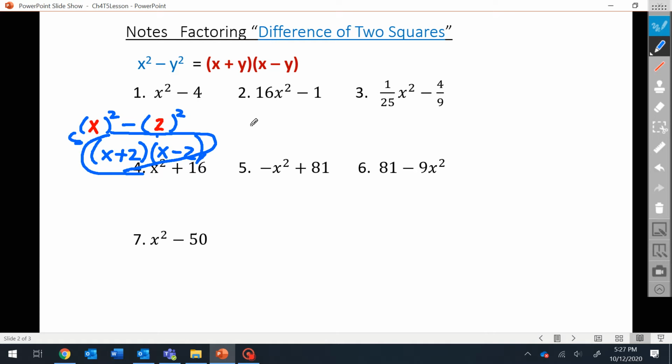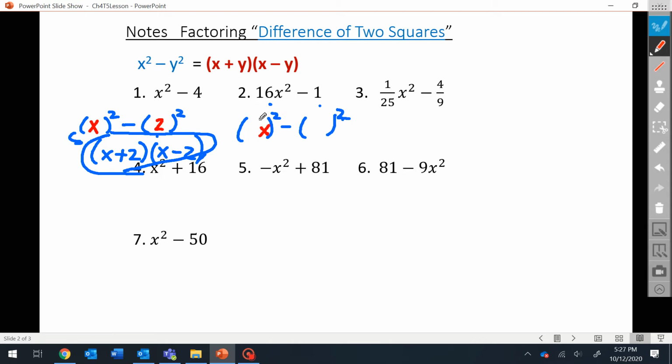Let's try number 2. We need to set it up the same way. We have two terms subtracting, so it's a good chance that this is a difference of two squares. So we have the first square minus the second square. We need to figure out what's in the first square. So we have a number and we have a variable. Well, we know x to the second power is x squared.